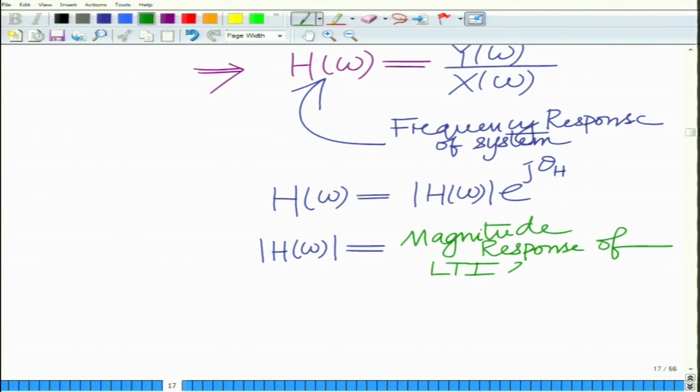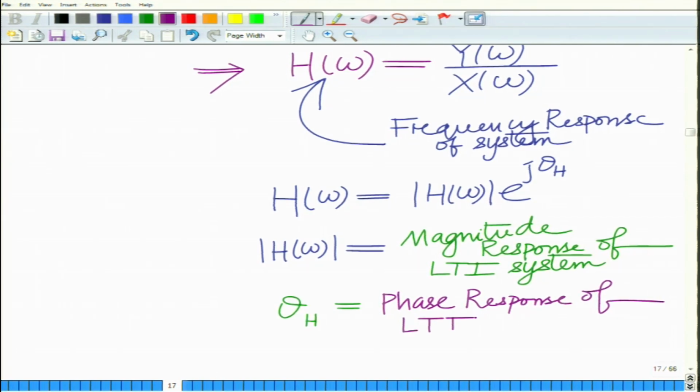Magnitude response of the LTI system, and the quantity theta h is termed as the phase response. So we have H of omega, the frequency response of the LTI system, which is nothing but the Fourier transform of the impulse response. The magnitude of H of omega is the magnitude response, and theta h, the phase of H of omega, is the phase response.